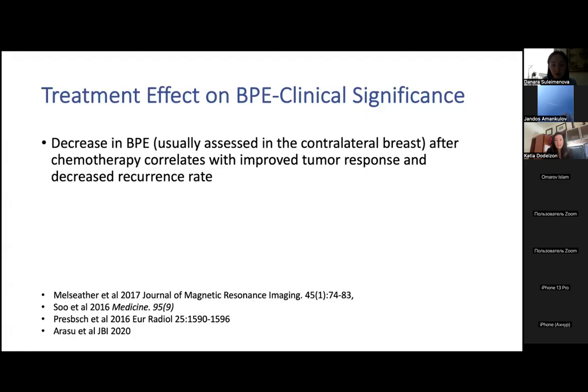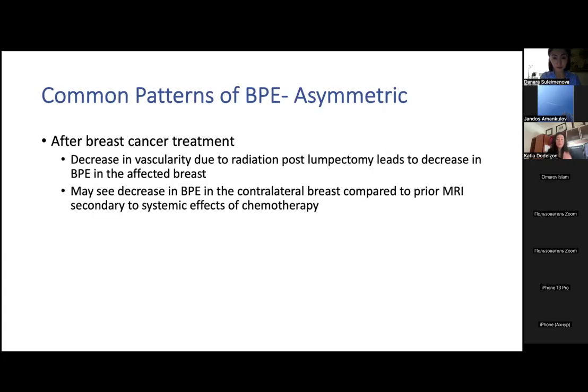And again, as I mentioned, because it truly speaks to how well the medication is working and blocking your estrogen receptors, the decrease in BPE actually correlates with improved tumor response and decreased recurrence rate in patients on anti-estrogen chemotherapy. So we talked about symmetry. Symmetry is your friend. It means benign. It means background parenchymal enhancement. But you can have asymmetric background parenchymal enhancement that is still benign if you have certain specific history.